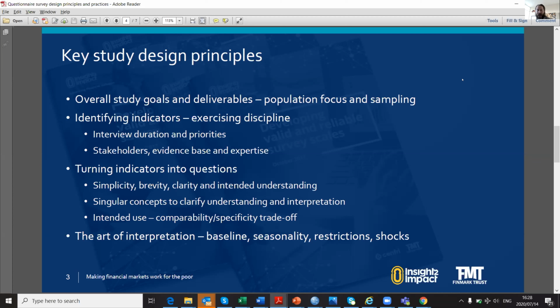And when it comes to something like cognitive interviewing, that will then make it very clear who should be interviewed and exactly what kind of questions we're interested in looking at. Once you know your study goals, it's really important to identify the indicators that you're going to cover to make sure that ultimately you achieve those study goals. And here there needs to be discipline.